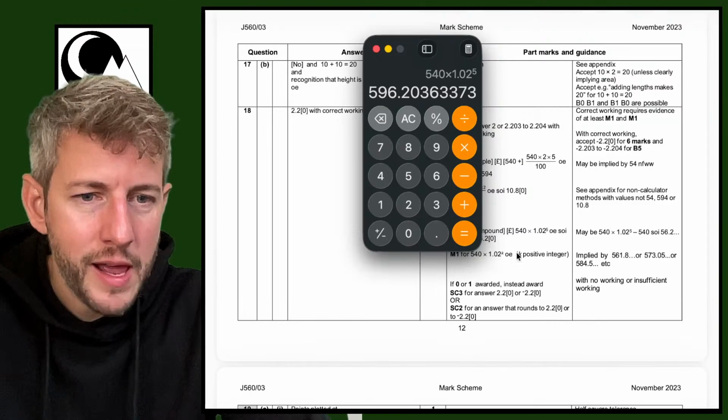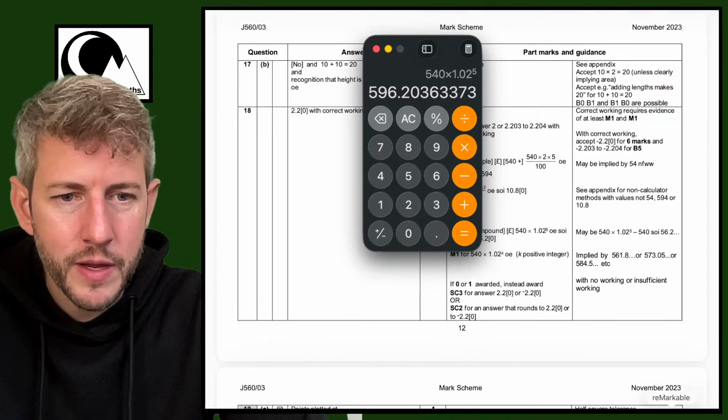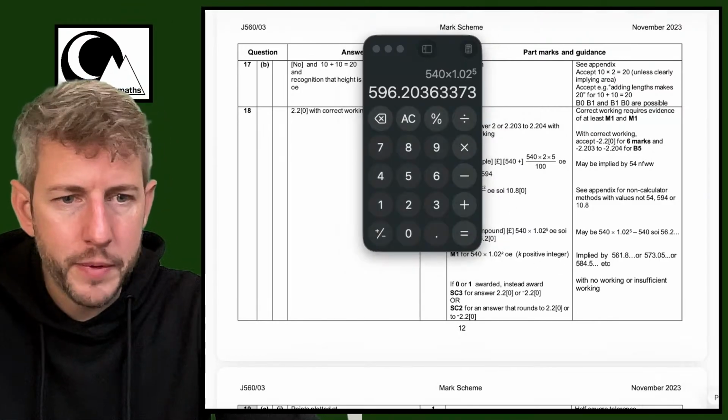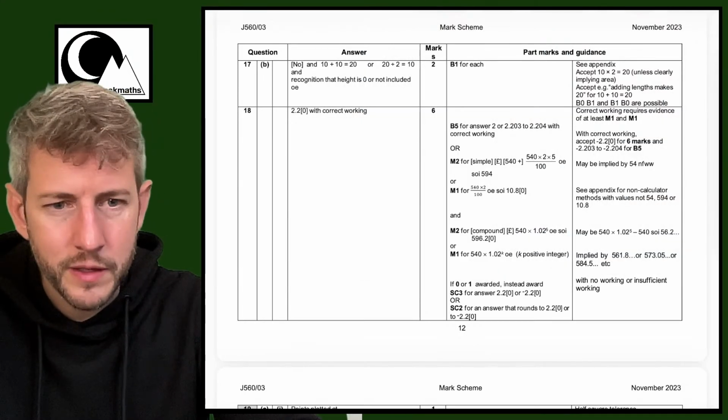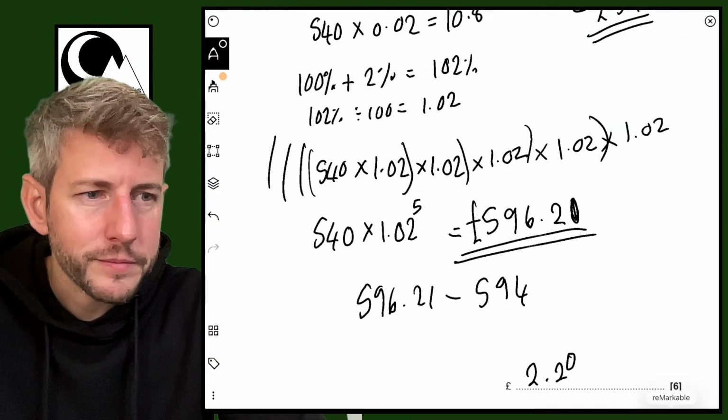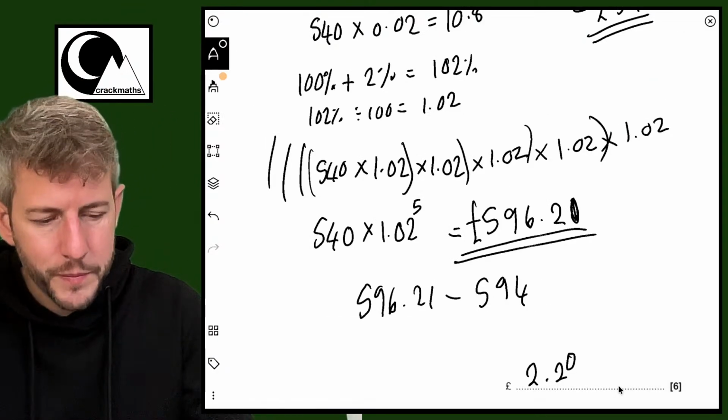Okay, right. Let us continue. So here we go. Right, move that out of the way. Get the paper back up. And then let's move over here.